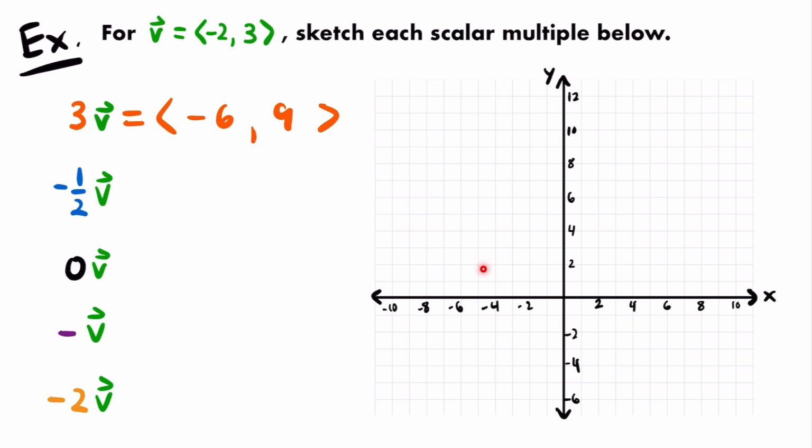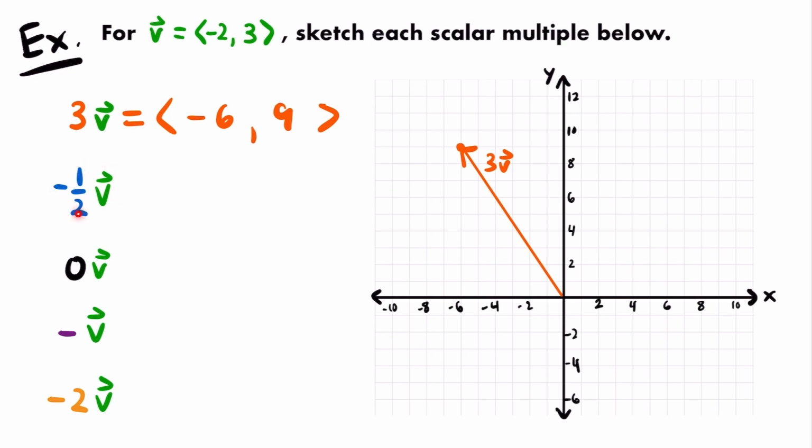So if we go to our graph here, negative 6 in the x direction takes us to here, and then positive 9 in the y direction takes us here. So if I plot that point, that is going to be the terminal point of our vector. So I'll start at the origin and end at that point, and then draw an arrow to represent the direction of that vector. And so that is vector 3 times vector v. Okay, now let's work on our second vector, or our second scalar multiple of vector v.